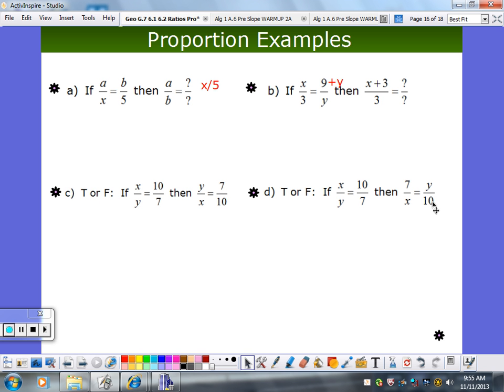What is that one, true or false? And how can we tell? I'm worried about the blank stares. Cross products, that's your key. Look at the cross products of the first one. What's the cross product of that first proportion?